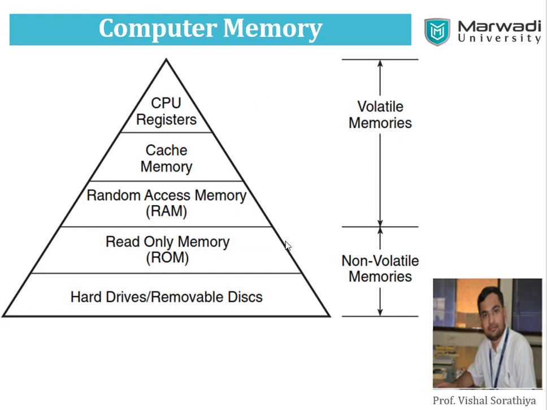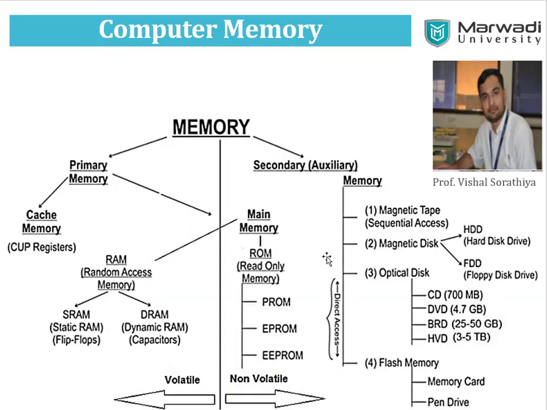Now the computer memory is categorized in these five stages: CPU register memory, cache memory, RAM, ROM, and hard drive or removable disk. Out of that, the first three are volatile memories. It means the data is deleted when the power is turned off. The rest, read-only memory and the hard drive, are non-volatile memory, which is never deleted even if you turn the power off.